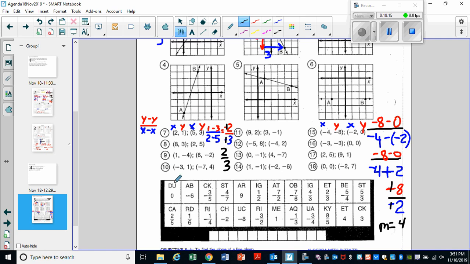And then from there, you cross out the boxes that you see for each slope. Whichever boxes remain, it's one letter per box.